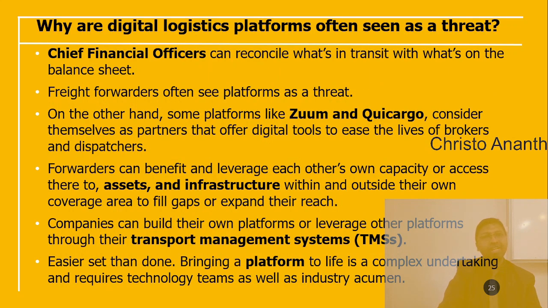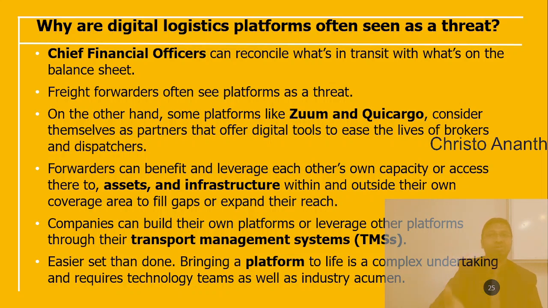So why are digital logistics platforms often seen as a threat? Maybe even the chief financial officers can reconcile what's in transit with what's on the balance sheet that you try to maintain. Freight forwarders often see these platforms as a threat. But there are even some platforms like Zoom and Quick Cargo that are considered partners, so they offer digital tools, definitely with the ease of the brokers and dispatchers.